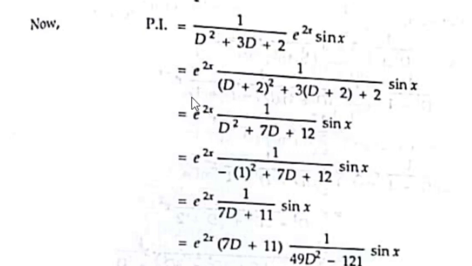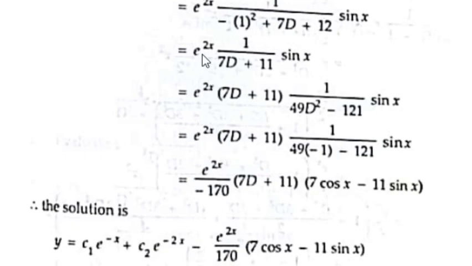Now this is a sine function. When f of x is sin x, we apply that rule. So e raised to 2x as it is, and just replace d squared by minus a squared. Here a is the coefficient of x, that is 1, which gives e raised to 2x, 1 divided by (minus 1 squared plus 7d plus 12) sin x. Now simplify this, which gives e raised to 2x, 1 divided by (7d plus 12 minus 1, that is 11) sin x.